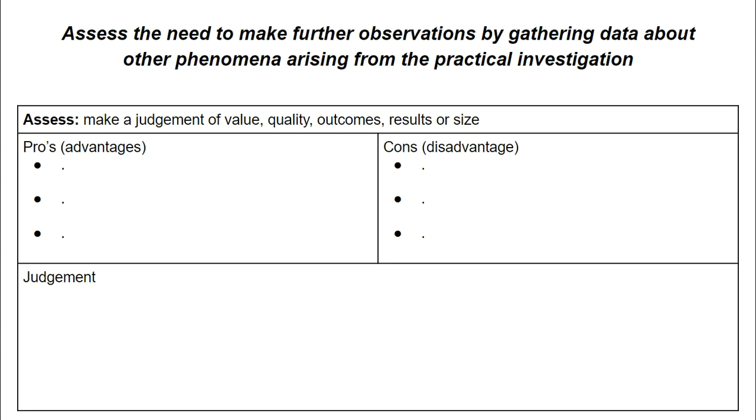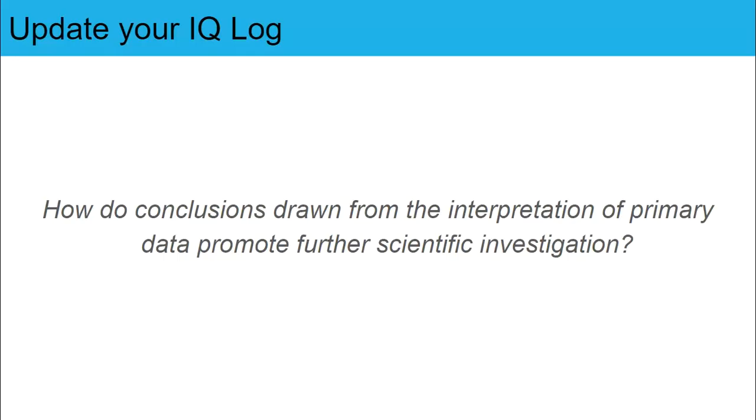And then overall, I want you to make a judgment about whether making further observations is an advantageous thing or a disadvantageous thing, and does it increase the scientific accuracy, the reliability, the validity, and does it help scientists to continue on their investigations and their quest for knowledge? And then finally, our inquiry question log. How do conclusions drawn from the interpretation of primary data promote further scientific investigation?